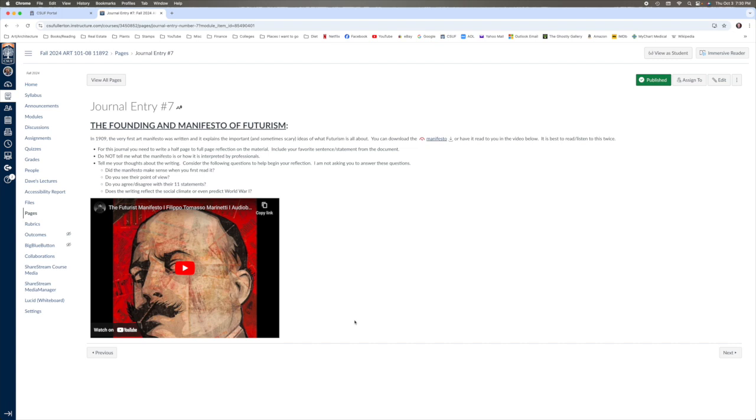This is a very cool reading, but it's also a very scary and very odd reading about these very radical individuals and their thoughts and ideas. So I'm looking for a half-page to full-page reflection. I'm not asking you to tell me what the Futurist Manifesto is. I already know that. You're looking at it in terms of the reflection of, did it make sense to you?